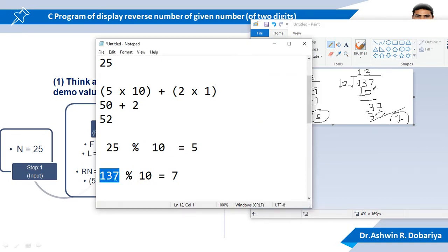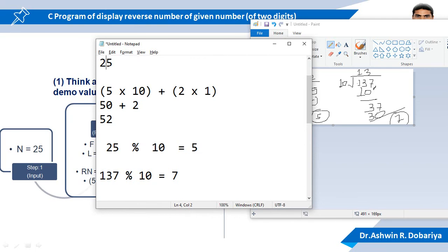Whenever you perform a modulus operation with 10, it always gives the last digit of the number. So this is the logic we have to use: the last digit we can separate with modulus of 10. Now, how can we separate the first digit? That is again a very important question.